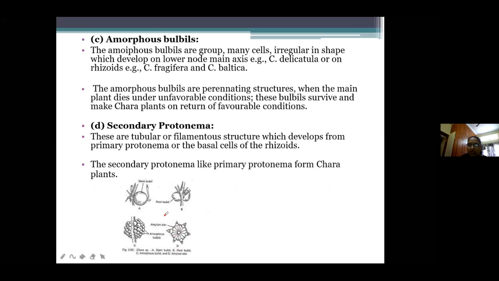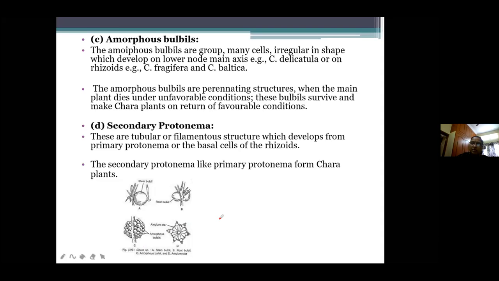Here the starch content is more. With starch content, you can observe these bodies. When separated from the parental branch or plant, they produce a new plant of Chara. The best example is Chara stigularia. Stigularia is the best example to produce the star-shaped vegetative reproduction.